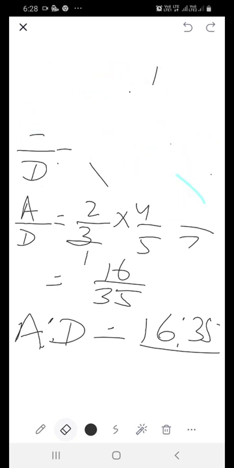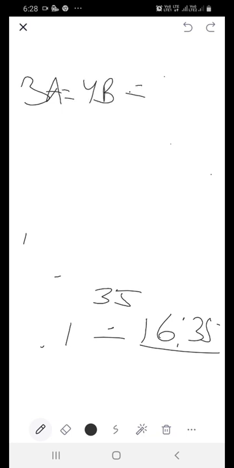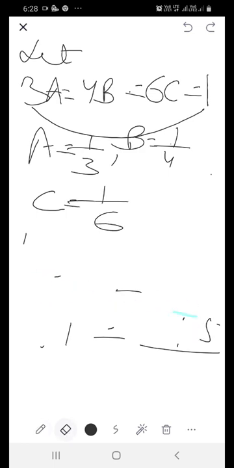Now I'm taking the 10th question, first part. In the 10th question first part, you are given 3A is equal to 4B is equal to 6C. And you have to find the ratio A is to B is to C. So I will write, let 3A is equal to 4B is equal to 6C is equal to 1. I have taken all the values as 1. So if 3A is equal to 1, how much will be A? 1 upon 3. How much will be B? 1 upon 4. How much will be C? 1 upon 6.